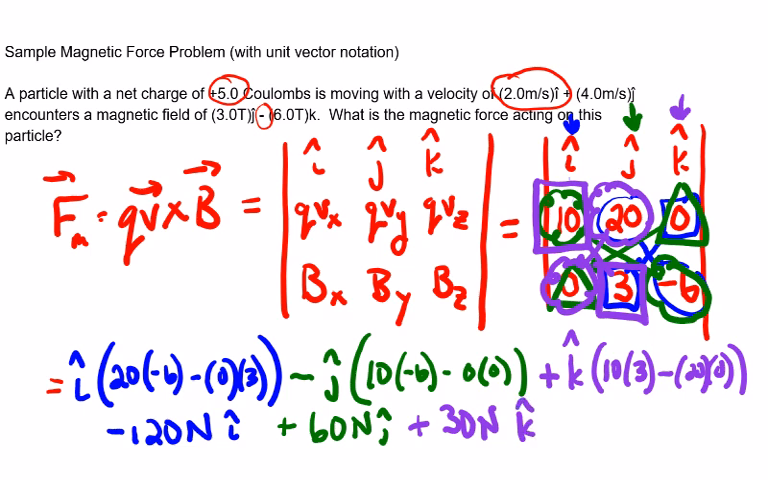And this would be the vector for your magnetic force. Negative 120 newtons in the I direction, positive 60 newtons in the J, and positive 30 newtons in the K. That would be your answer. That's what you would match it up with.